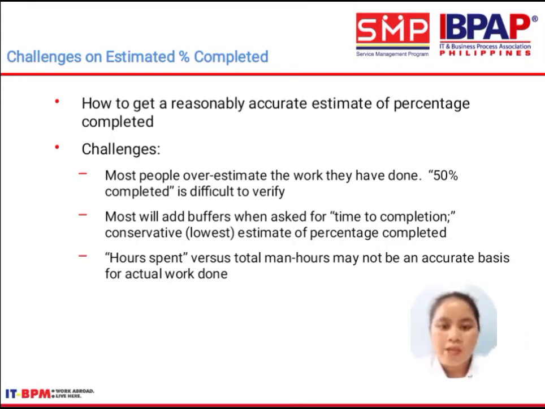Challenges of estimated percent completed. How to get a reasonably accurate estimate of percentage. Challenges: people may estimate they have done 50% of the work, but completion is difficult to verify. Days to completion is used instead. A conservative approach uses the lowest estimate of percentage completed. Hours spent versus total man-hours may not be an accurate basis for actual progress.